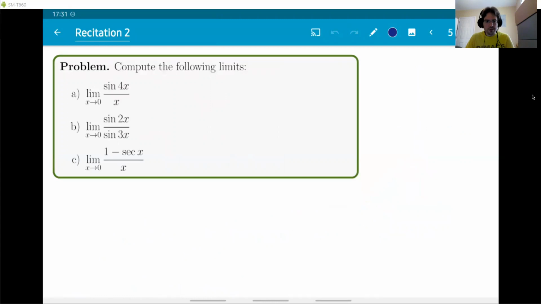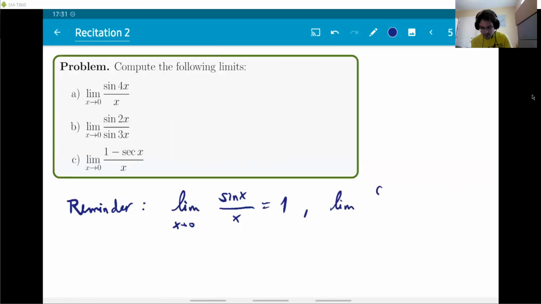Moving on to the next problem. These are a bunch of trig functions. What we're going to be using for these are the two important limits that we ended the last recitation, the last lecture with. Sine x over x as x goes to 0 is 1. And cosine x minus 1 over x is 0. The ones that we should always remember.